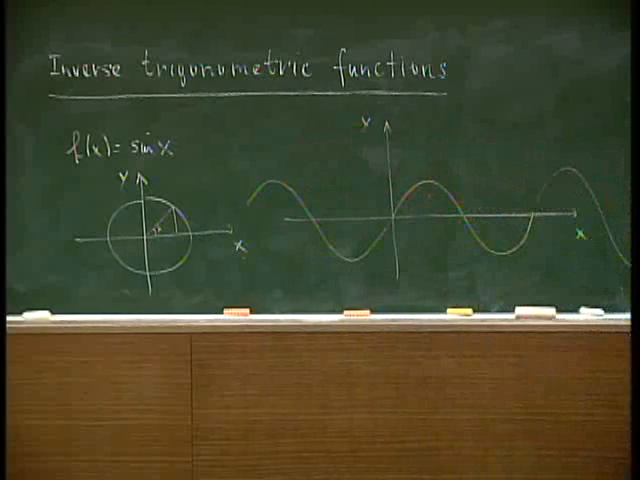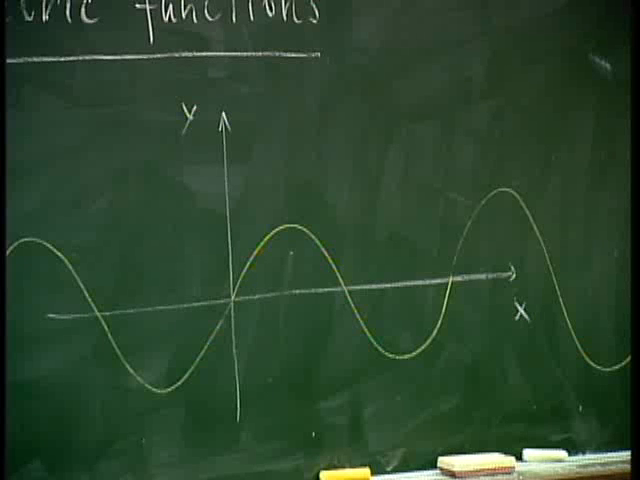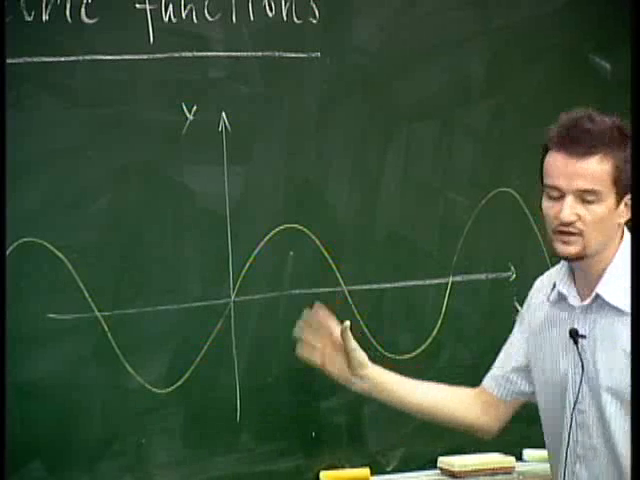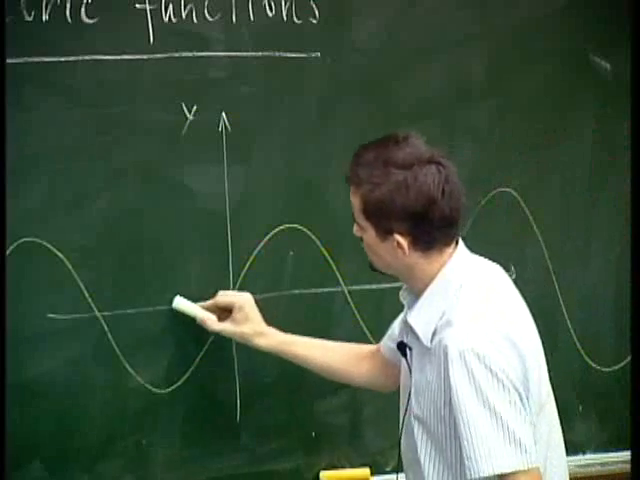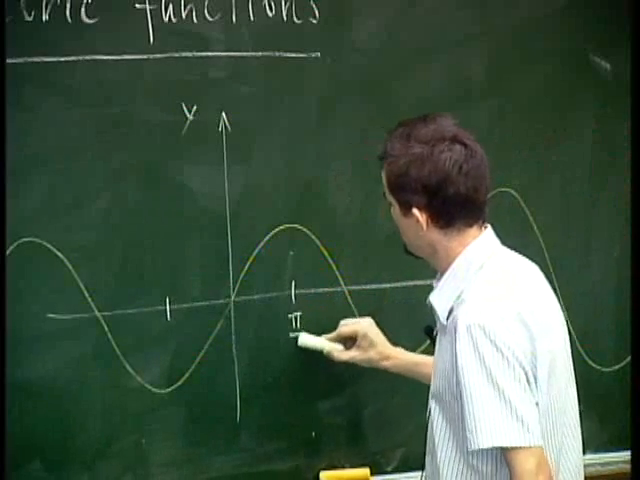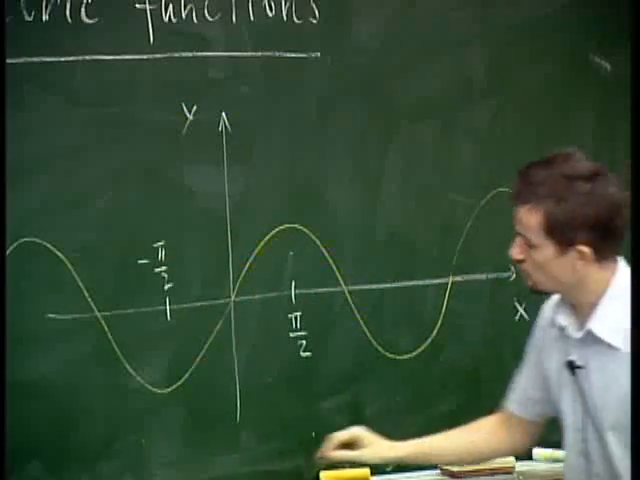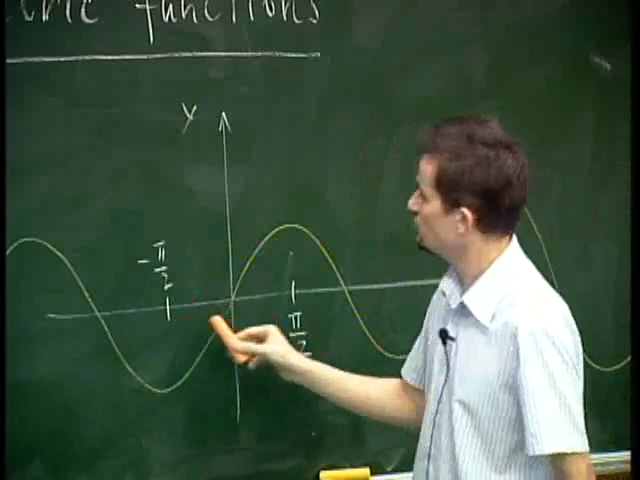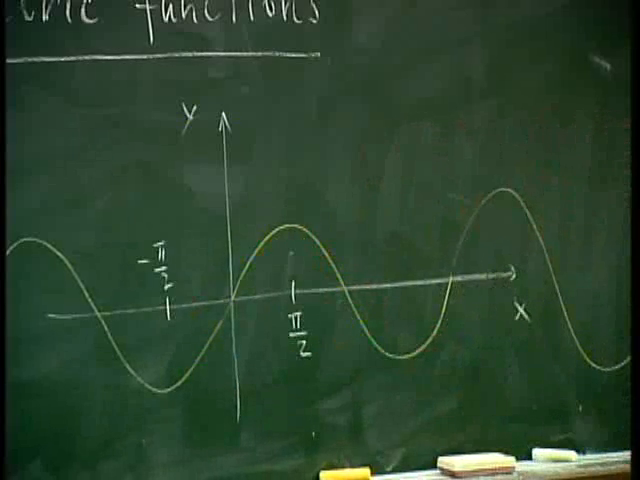Now you see already from the graph that this function is not one-to-one, hence does not have an inverse unless you restrict the domain. There are several possible choices to restrict the domain such that the function becomes one-to-one. The standard way is to choose the domain from minus pi half to pi half. Then the function is one-to-one and has an inverse.